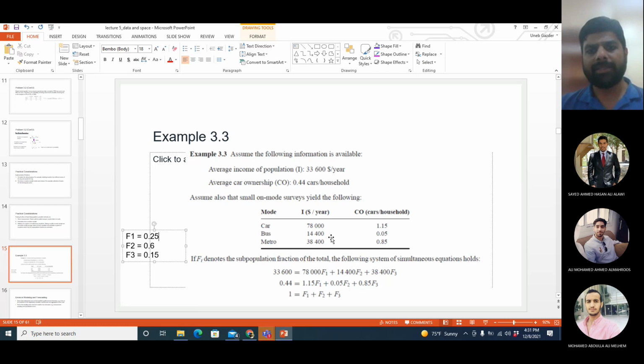Okay, so this is how you can collect a short mode survey data, and from that data you can calculate the percentages of different modes or different types of travelers in the population. But you should have the overall average values like they gave us here for the income and car ownership.